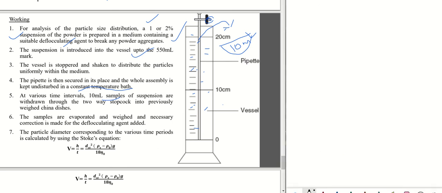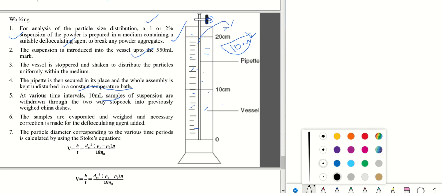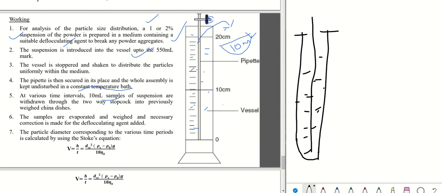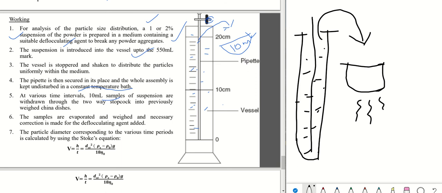Now let us consider this one. Suppose this is your Anderson pipette vessel. This is your pipette. Imagine here you have the suspension. At regular time intervals, 10 ml of sample is taken in a china dish and is subjected to evaporation.